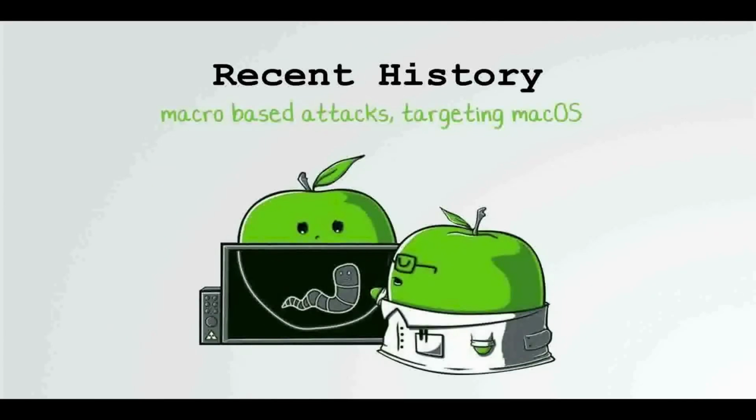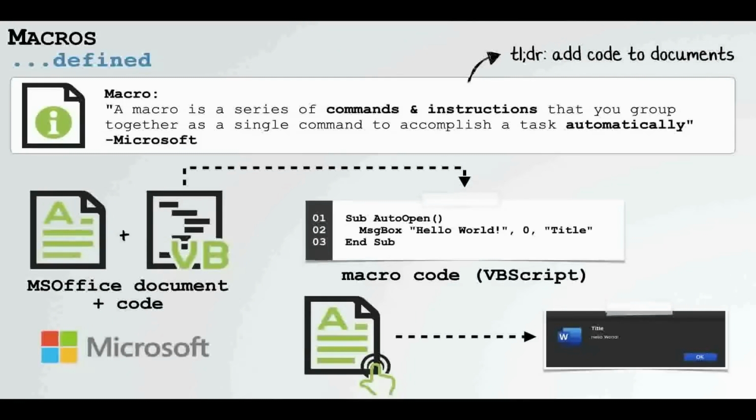We're going to start by looking at recent macro-based attacks targeting Mac users. Now, first, you might be wondering, what is a macro? Well, I've added the official Microsoft documentation on the slide, but in short, a macro is embedded executable code in Microsoft Office documents. In other words, it allows one to add executable code into a document. So as we can see on the slide, I've inserted a macro into a Word document that will display a pop-up that says "Hello World."